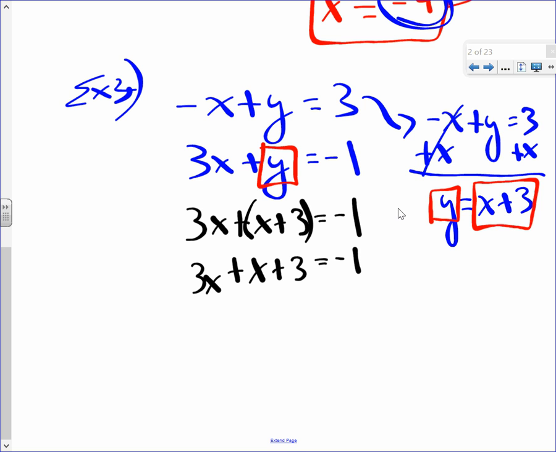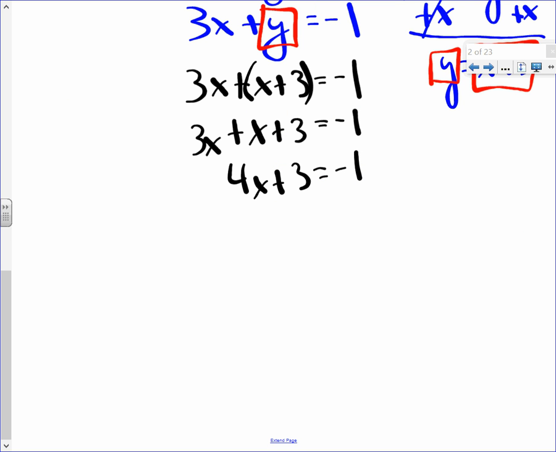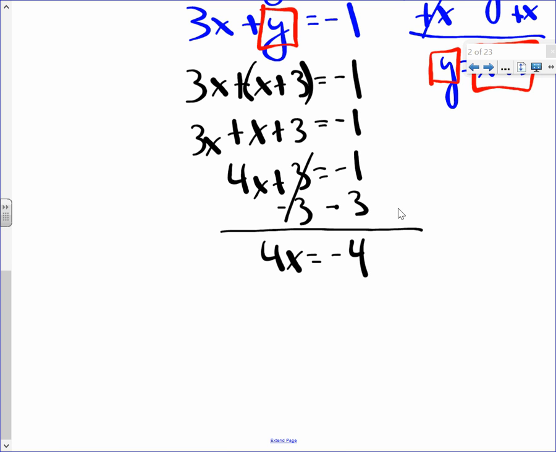I think I see like terms. 3x and 1x become 4x. So I'm on step 3 now. I'm getting x alone. Let's subtract 3 from both sides. 4x equals, what's negative 1 minus 3? Rocking and rolling. Now what? What'd you get for x?